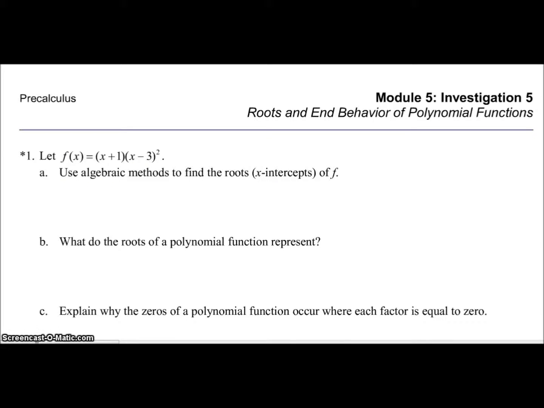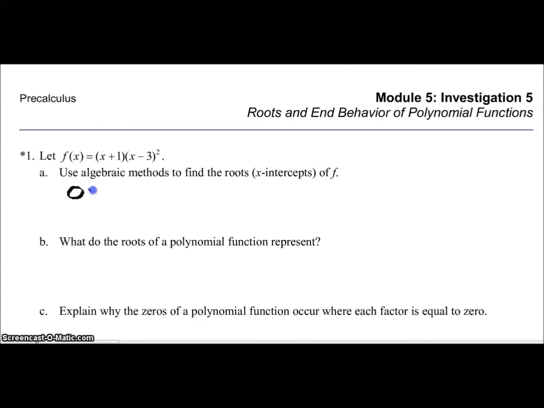Module 5, Investigation 5, Roots and End Behavior of Polynomial Functions. Let f of x equal x plus 1 times x minus 3 squared. Use algebraic methods to find the roots or x-intercepts of f. So if we want the roots, essentially we just have to make our output 0. We want the values when y, or really the output of the function, equals 0.